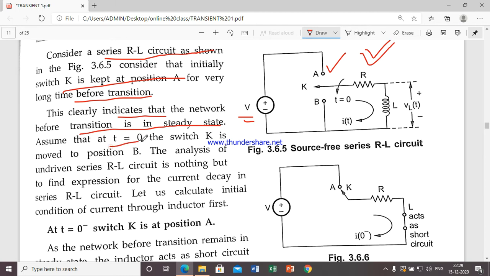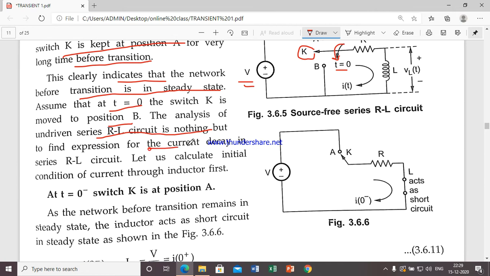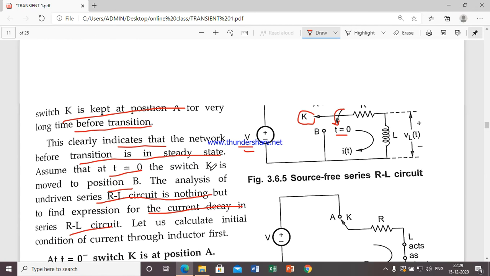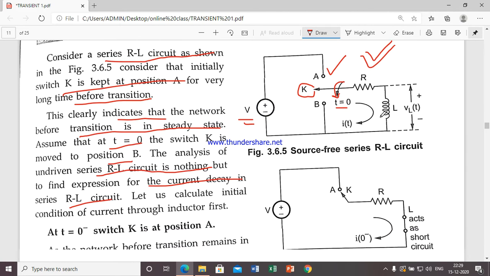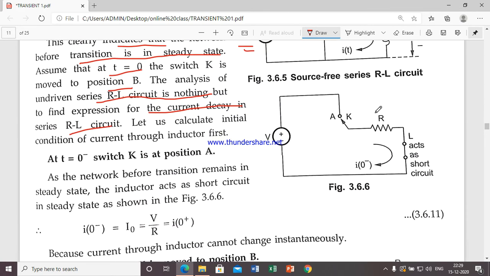Assume that at t equal to 0, switch K is moved to position B. Whenever switch K is moved to position B at time instant t equal to 0, we have seen the moving of the switch from point A to point B. The analysis of the undriven series RL circuit is nothing but finding the expression for current decay in the RL circuit. Obviously here at position A, the inductor will be charged. When you move the switch K from A to B, we can see how the energy stored in the inductor will decay. We will study that here.